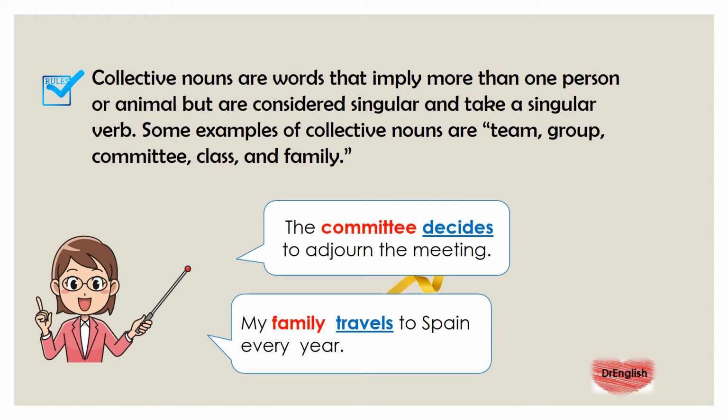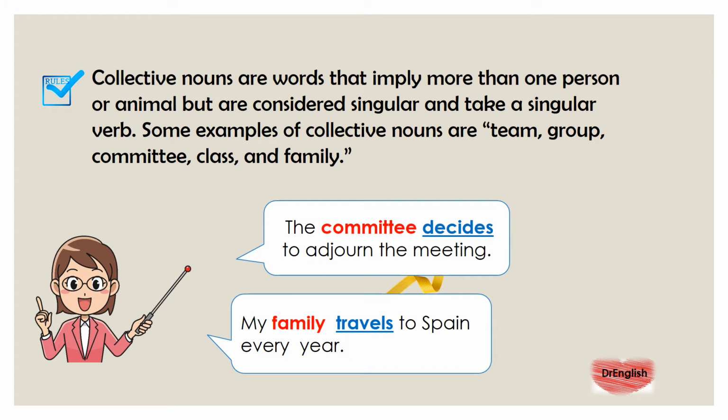All right, we have come to the last rule. Collective nouns are words that imply more than one person or animal, but are considered singular and take a singular verb. Some examples of collective nouns are team, group, committee, class, and family. Let's look at some examples. The committee decides to adjourn the meeting.